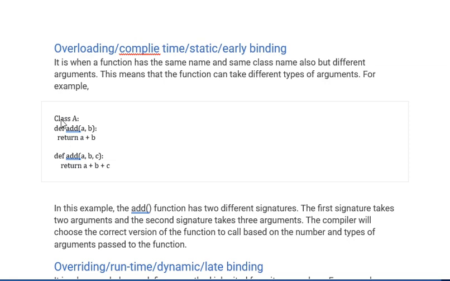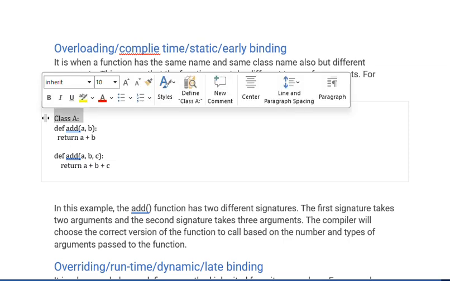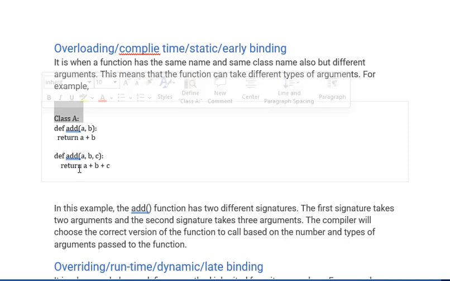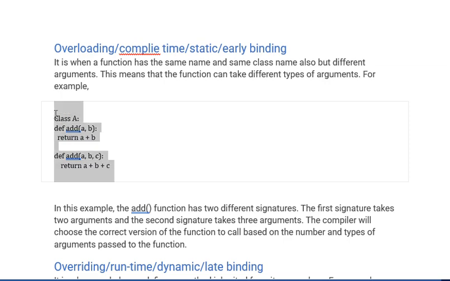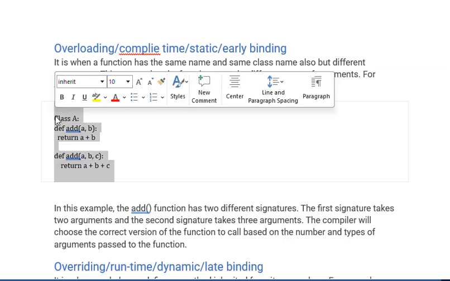Look at this example. Let's take class A, and we are taking two functions with the same function name, which is add, but the arguments which we are using in them are different. Here we have used two arguments, but here we have used three arguments. So this is the main difference between this function and that function. This type of thing is known as method overloading.